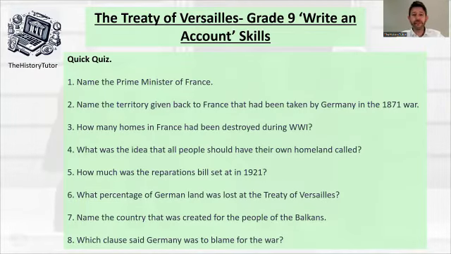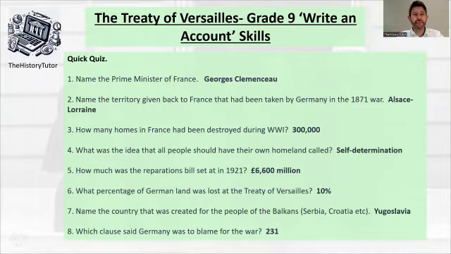Right, so you've had a little bit of a go. So here are the answers. Name the Prime Minister of France during Treaty of Versailles. It's Georges Clemenceau. Name the territory given back to France that had been taken away by Germany in the 1871 war, and that was Alsace-Lorraine. So one of those terms of the treaty, huge amounts of land taken away from Germany and given to other countries. How many homes were destroyed during the First World War that obviously France wanted reparations for?